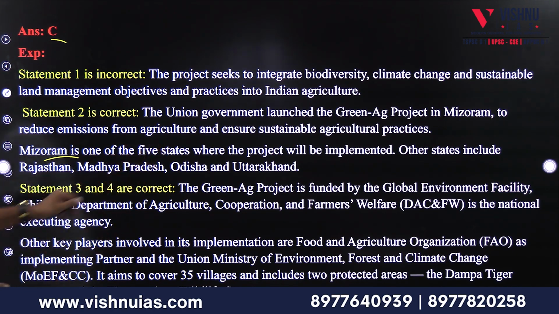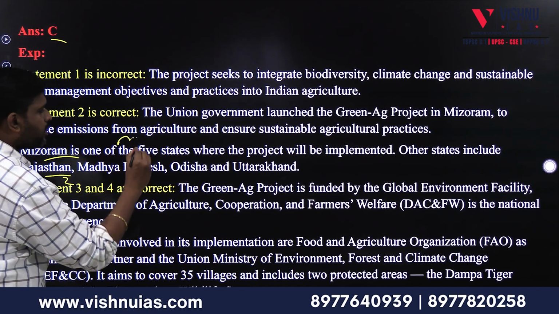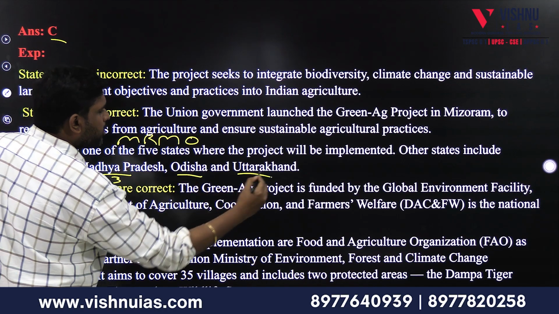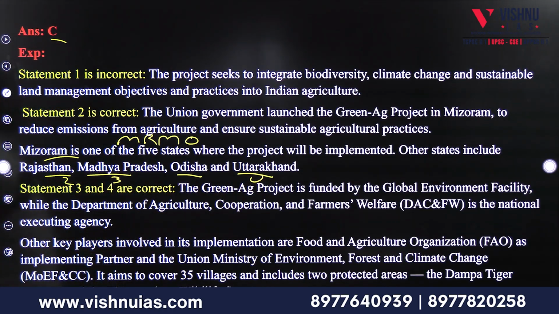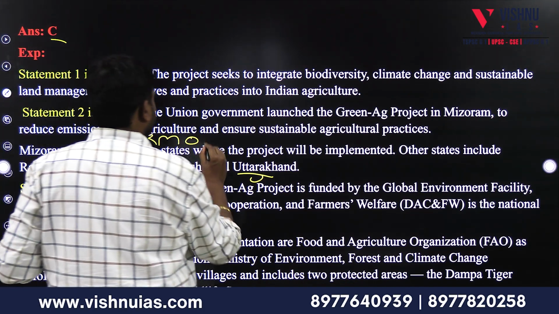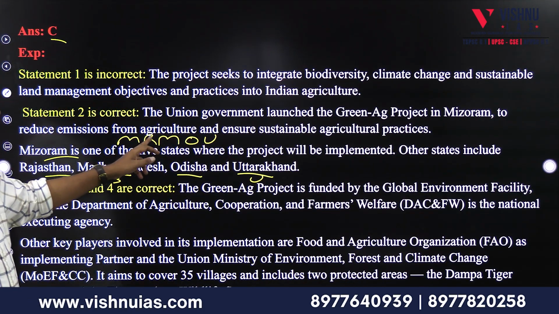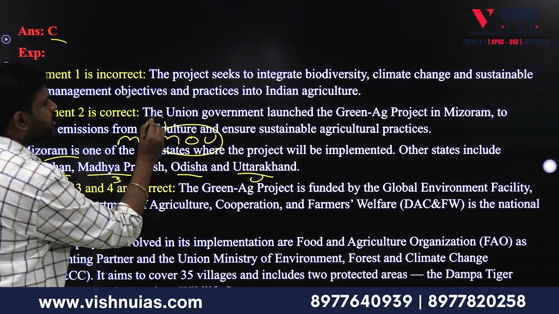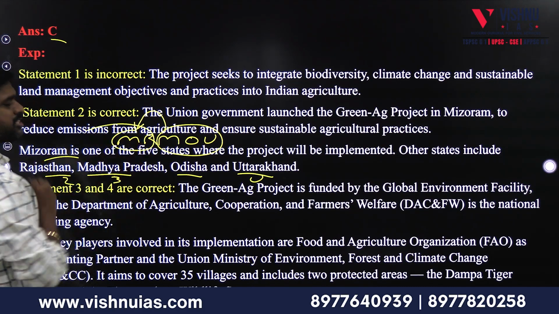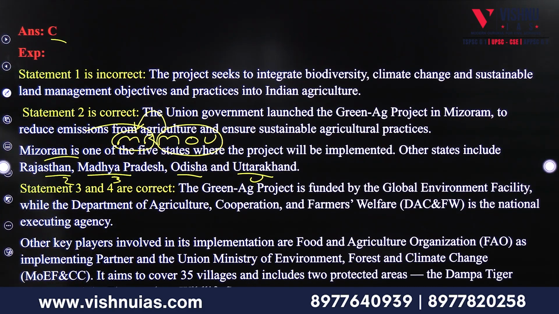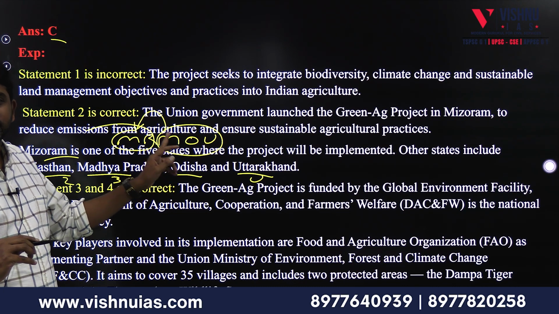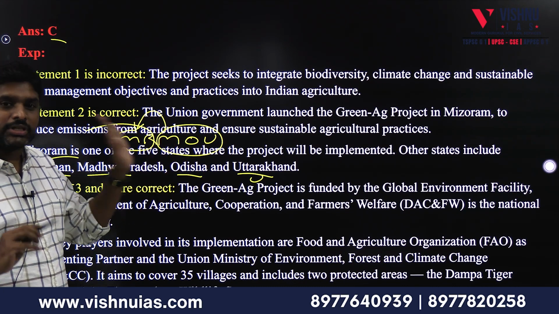Remember these 5 states. One is Mizoram. Second is Rajasthan, then Madhya Pradesh, Odisha and Uttarakhand. 5 states: Mizoram, Rajasthan, Madhya Pradesh, Odisha and Uttarakhand. A memorandum of understanding, MOU, is between the states. This is important. Green AG project. MR, Mizoram, Rajasthan, Madhya Pradesh, Odisha and Uttarakhand.